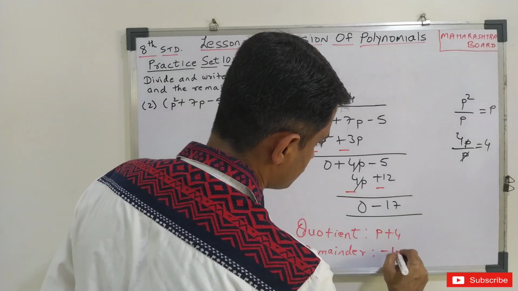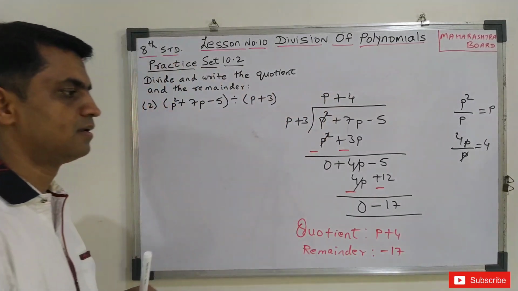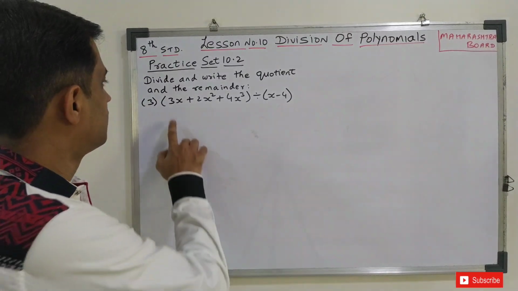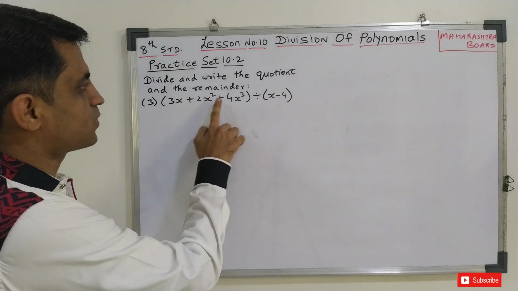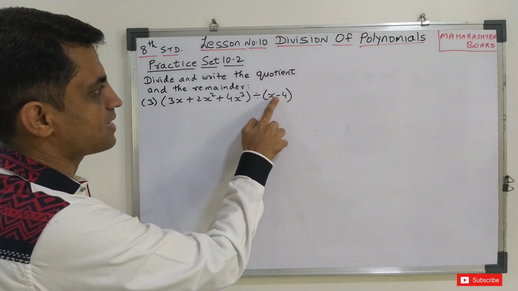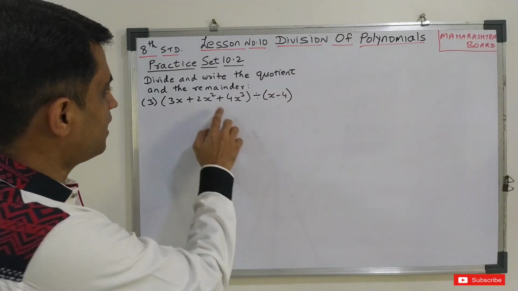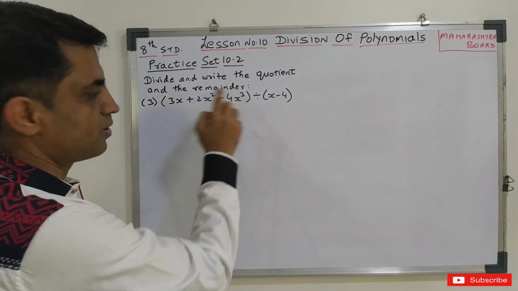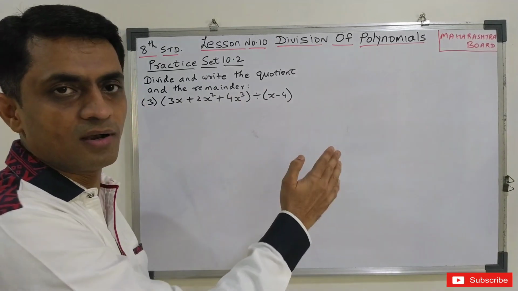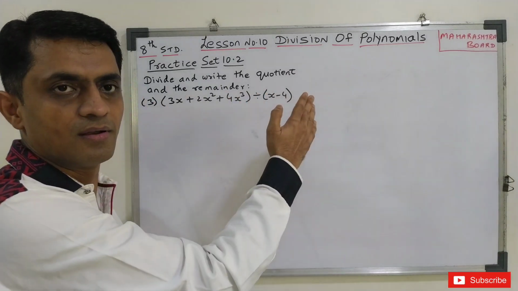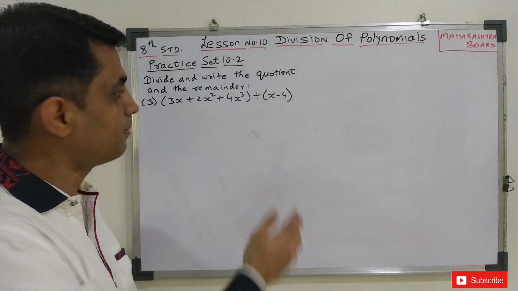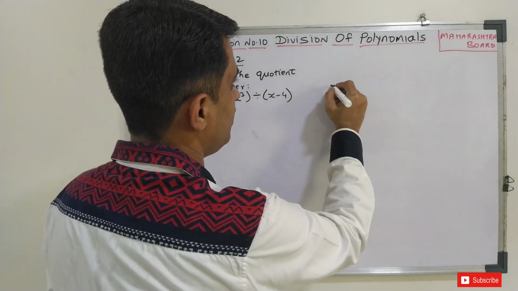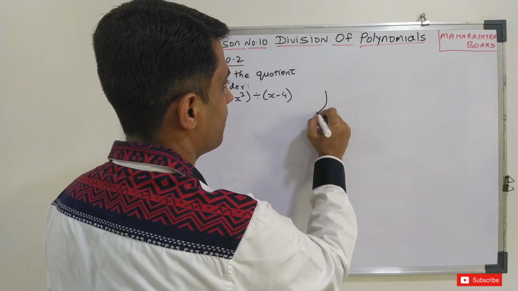Your remainder is minus 17. Third sum, students: 3x plus 2x square plus 4x cube divided by x minus 4. Now if you see here, the powers are reversed: power 1, 2, 3. They are written in ascending order, so we will write in descending order. Descending order मतलब क्या? बड़े से छोटा. So that is very very important. Then only you can start with your sum here.